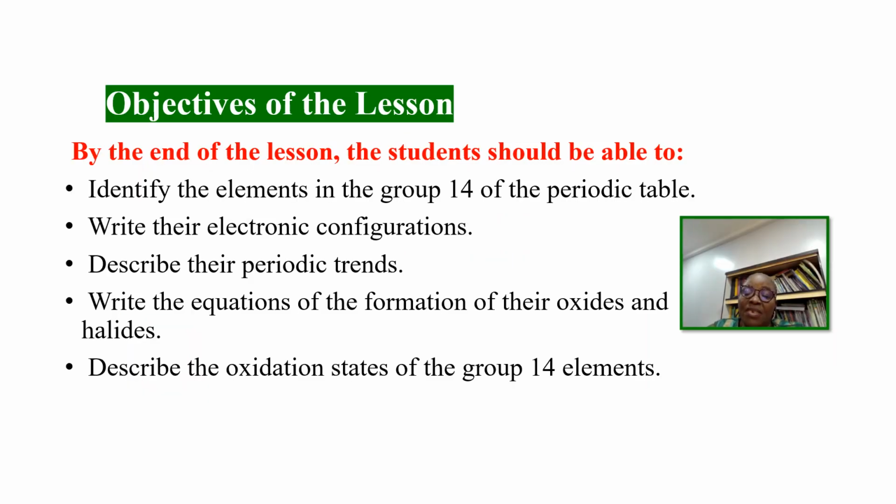The objective of this lesson: by the end of this lesson, the student should be able to identify the elements in group 14 of the periodic table, write their electronic configuration, describe their periodic trends, write the equations of the formation of their oxides and halides, and also describe the oxidation states of the group 14 elements.